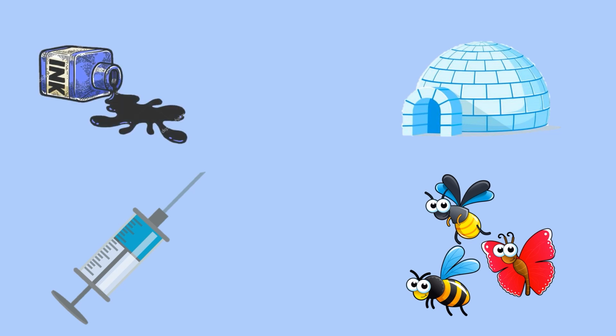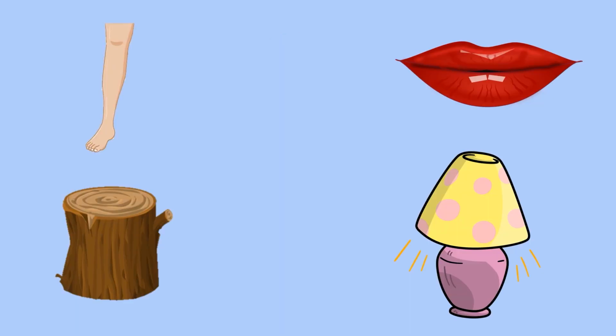What do we have here? Ink, injection, igloo, insects. The starting sound is yes, i, i, ink, i, i, injection, i, i, igloo, i, i, insects. Very good.